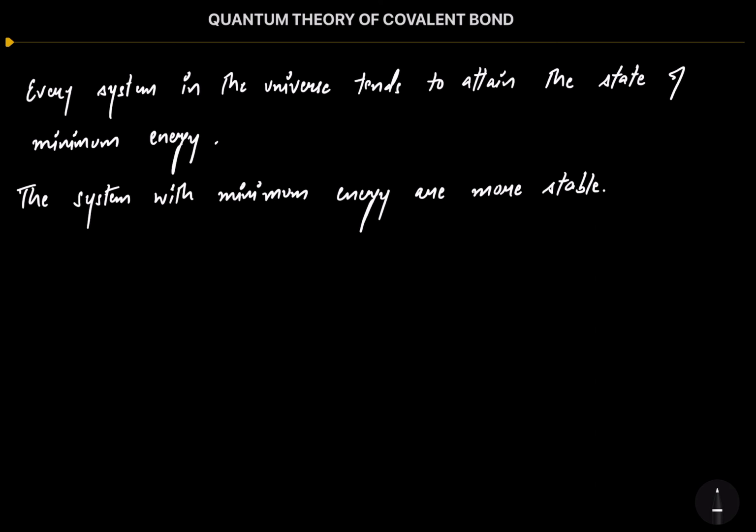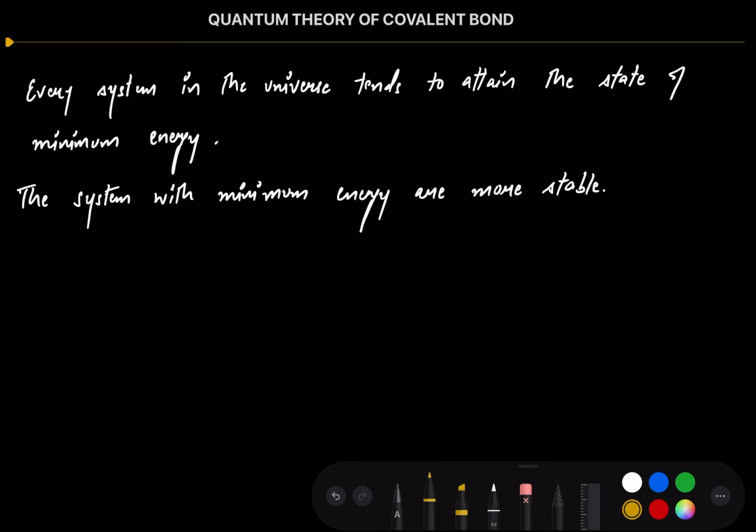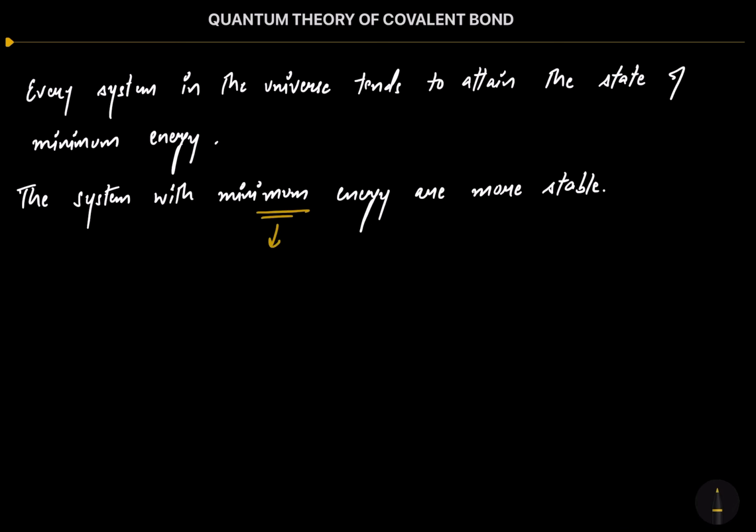And how is that minimum energy achieved? During that process, when there is a decrease in potential energy, only then will the minimum energy be achieved. So this minimum energy is achieved by a decrease in potential energy. If there is no fall in the potential energy of the system, no bonding or that process is possible.